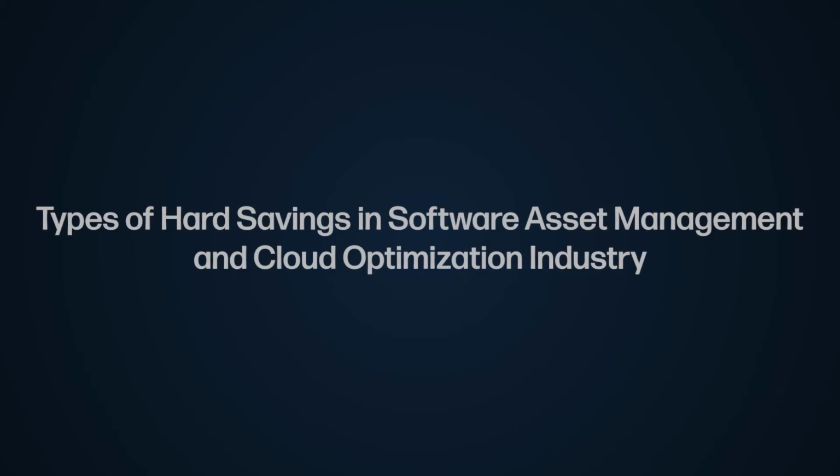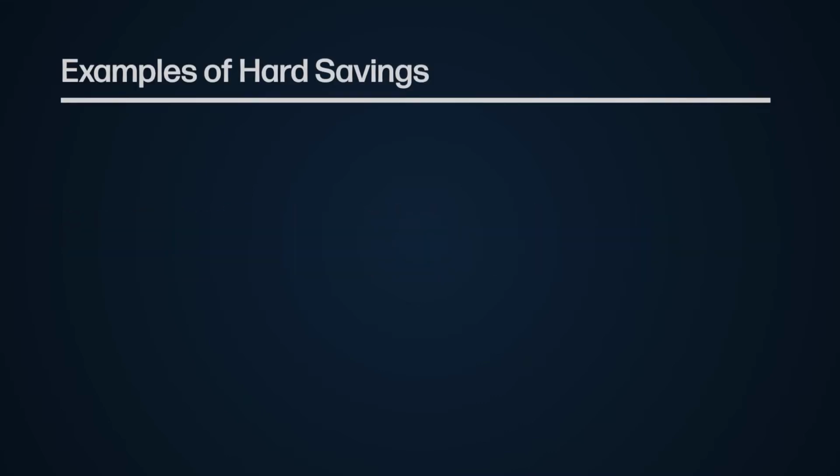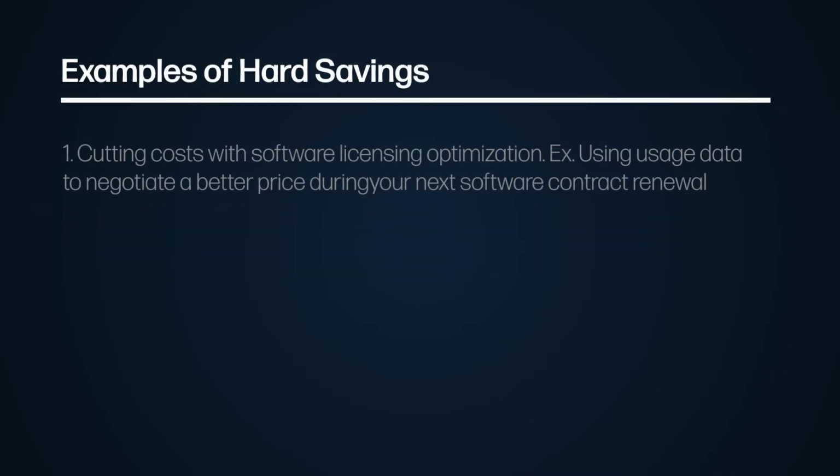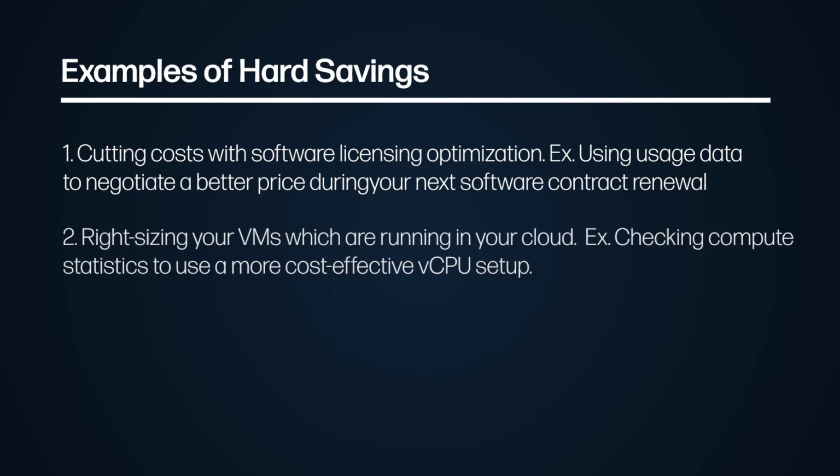And now let's talk about hard savings in the software asset management and cloud industry. For hard savings, you'll hear things like saving costs through software license optimization. For example, you're taking a look into your company's software usage and negotiating a fair rate based on the data. Number 2, right-sizing your cloud's VMs. Perhaps your company is only using 20% of their VM compute power, which means that you can switch to a lower cost vCPU to handle those workloads at a cheaper rate, reducing cost instantly.